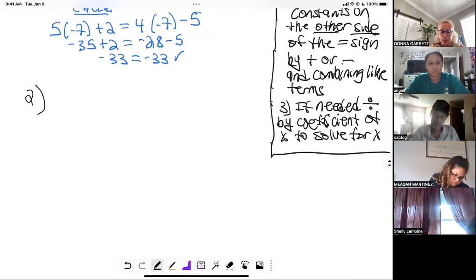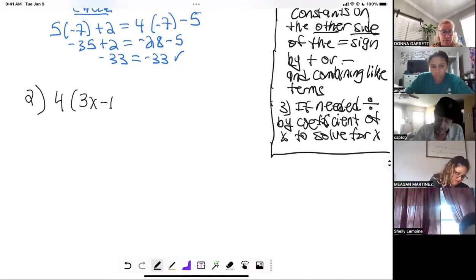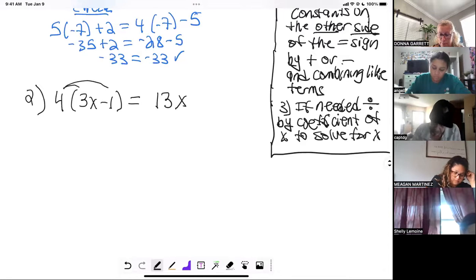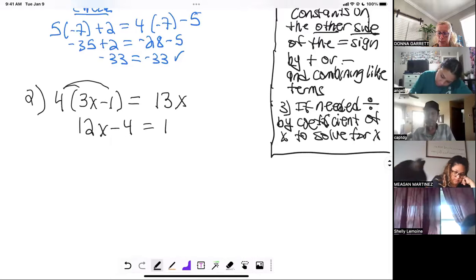All right, 2. So now we're gonna put the distributive property in here too. So 4 times parentheses 3x minus 1 is equal to 13x. And still you will notice that there's x's on both sides of the equation, right? So first, with this one, we have to distribute. We have parentheses, we have the 4 in the front, so we're going to distribute it first. So we have 4 times 3 is 12x. 4 times -1 is -4, is equal to 13x.